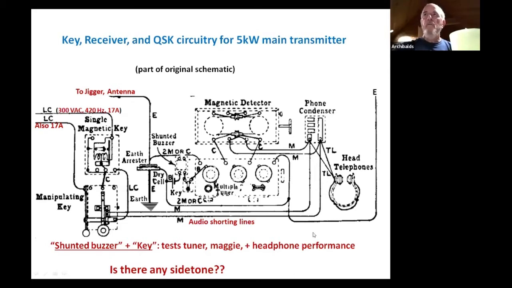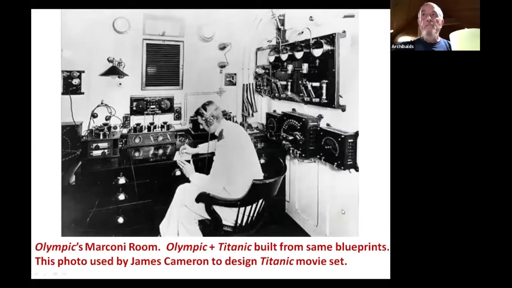Now here's a picture on the Olympic. And the Olympic was constructed from the same blueprint that was used to construct the Titanic. And when James Cameron was looking to make the Titanic movie, this was the picture he used to construct the movie set. And it was assumed that the Titanic was the same because they were made from the same blueprint. Although Cameron did know that this is a window because the radio room on the Olympic was on the port side and there's a view out there. This must've been at night, this picture was taken. And in the Titanic, it was along the center line of the ship. It was in the middle of the top deck, the boat deck. So there was that difference.